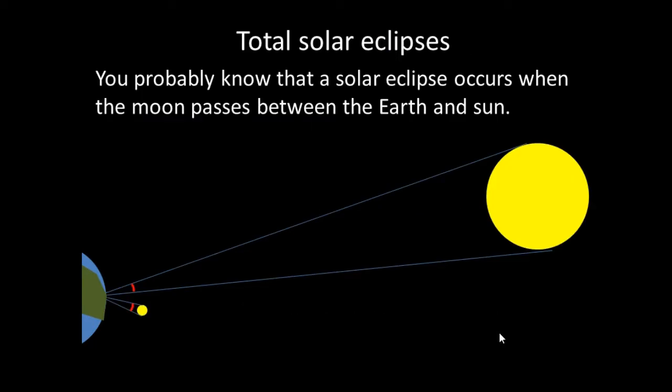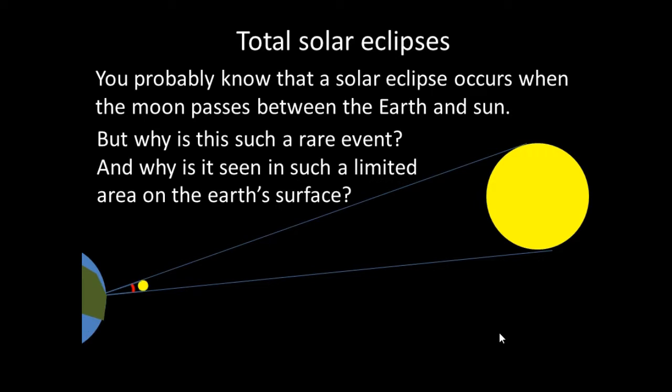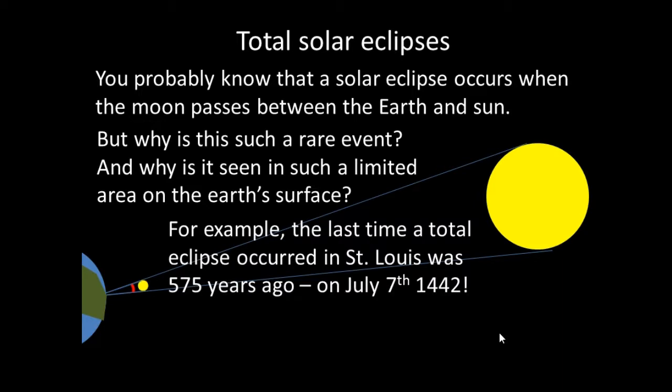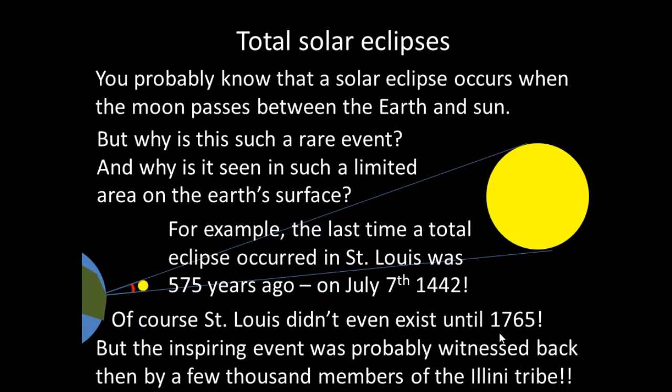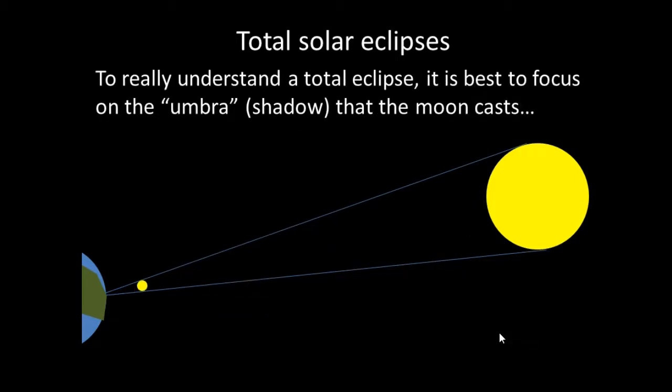You probably know that a solar eclipse occurs when the moon passes between the Earth and Sun. But why is this such a rare event? And why is it seen in such a limited area on the Earth's surface? For example, the last time a total eclipse occurred in St. Louis was 575 years ago, on July 7th, 1442. Of course, St. Louis didn't exist until 1765. But the inspiring event was probably witnessed back then by a few thousand members of the Illini tribe.